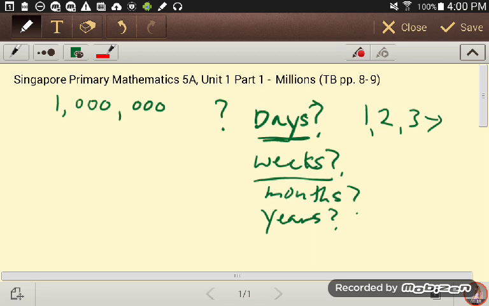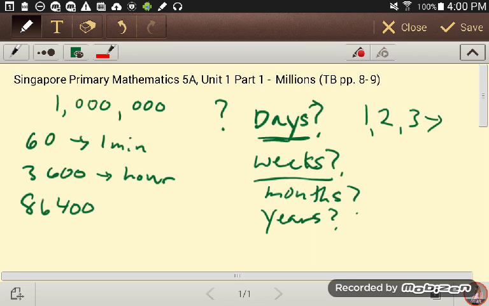All right. If we counted every second, well, there are 60 seconds in 1 minute, and there are 3,600 seconds in an hour, and there are, well, 24 hours in a day, so that would give us 86,400 seconds in 1 day.